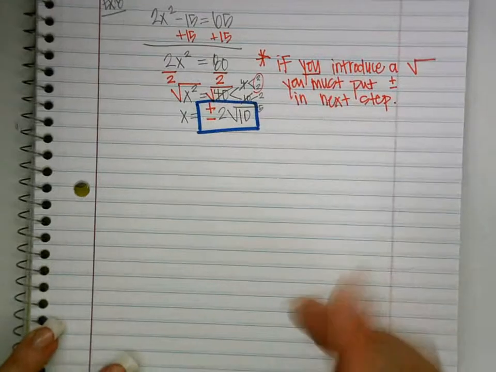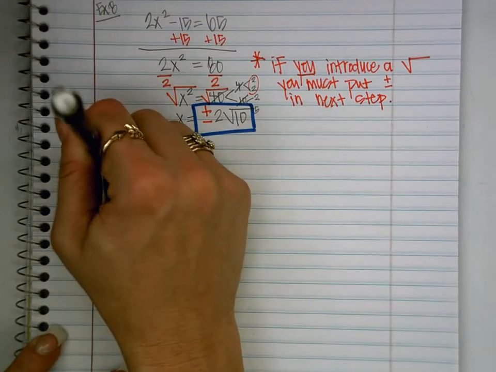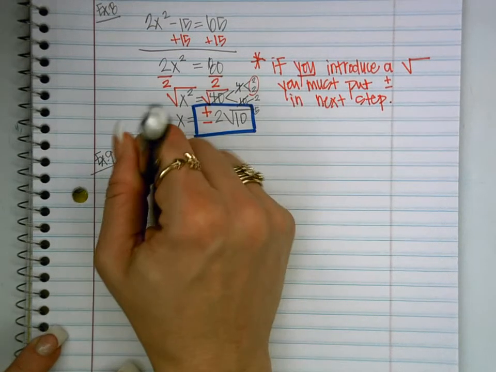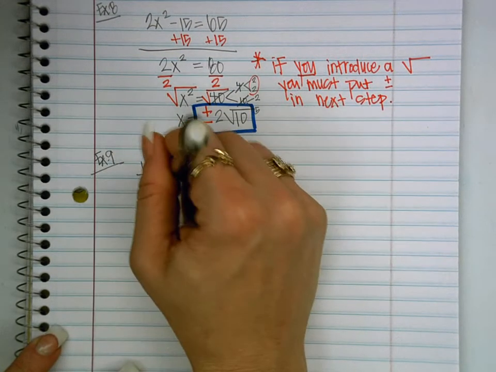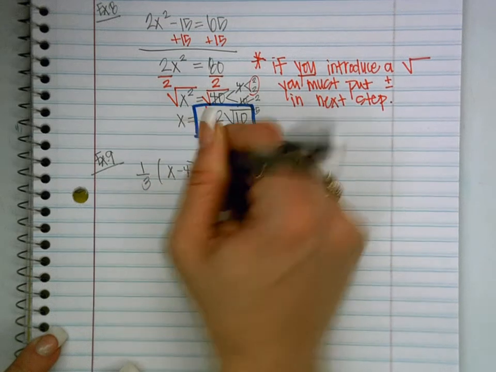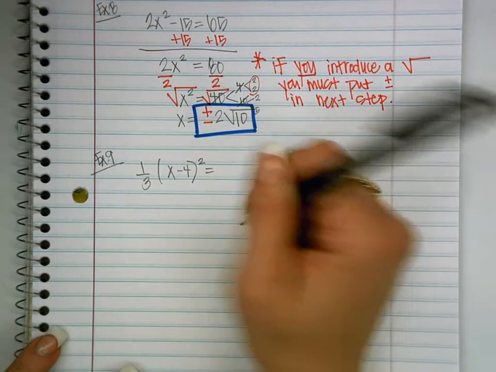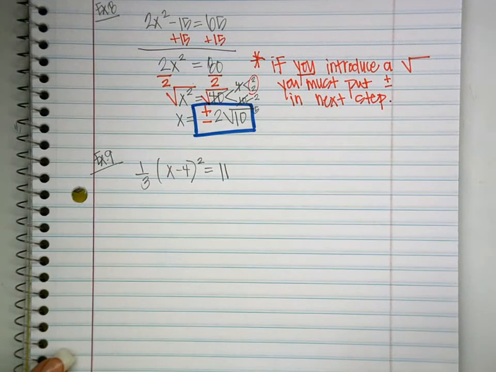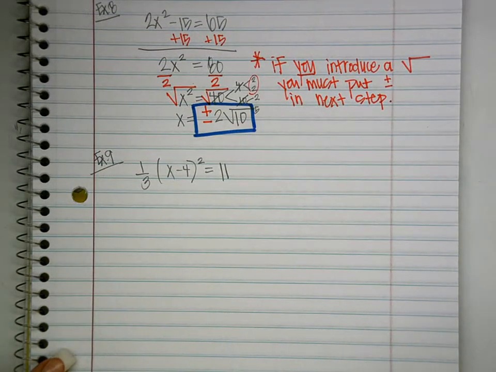2 more and we'll be done. Number 9. For number 9, I would like you to solve 1/3 times x minus 4 squared equals 11.